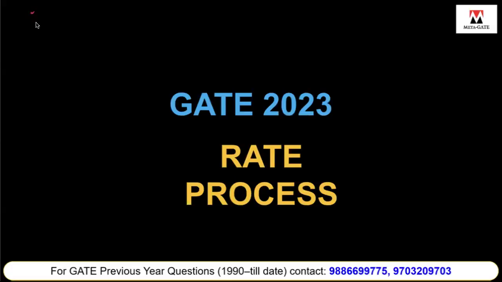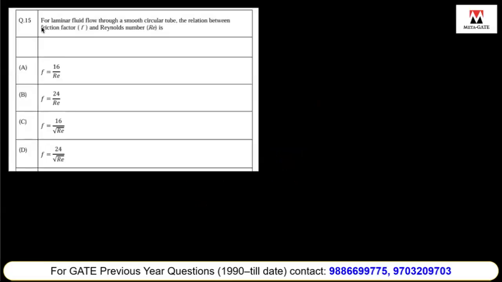8 2023 rate process questions. For a laminar fluid flow through a smooth circular tube, the relation between friction factor and Reynolds number is given by f is equal to 16 by Re. So this is the right answer. And Re is equal to rho vD by mu.